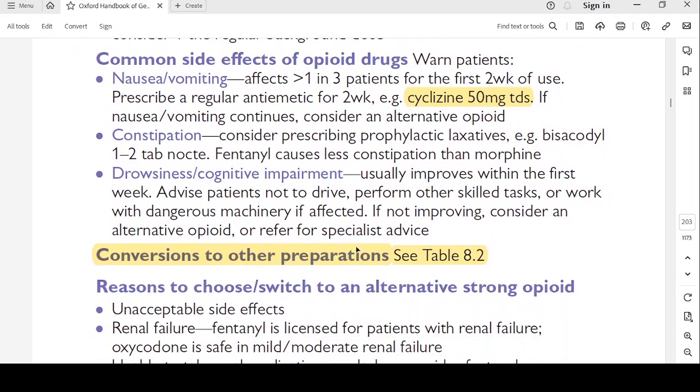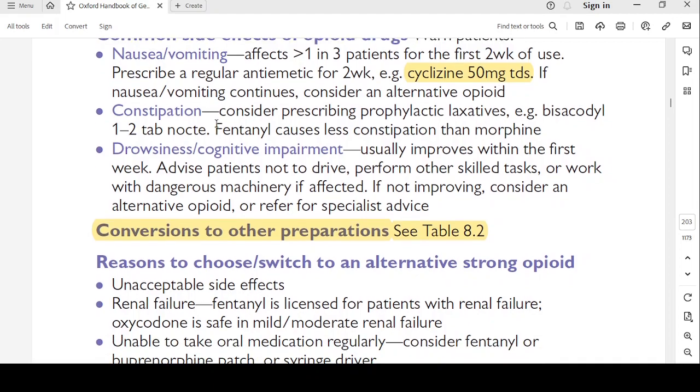Common side effects of opioid drugs. Warn the patient. Nausea and vomiting affects more than 1 in 3 patients for the first 2 weeks of use. Prescribe a regular antiemetic for 2 weeks, for example cyclizine, 50 milligrams TDS. If nausea and vomiting continues, consider an alternative opioid.